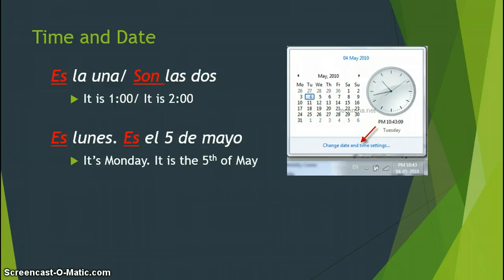I can also continue to describe by saying it was May 5th, it was 1 o'clock in the afternoon. So you have to look at it as description. So I will use ser. Es la una, son las dos, es lunes, es el 5 de mayo. Time and date always, always, always take ser.